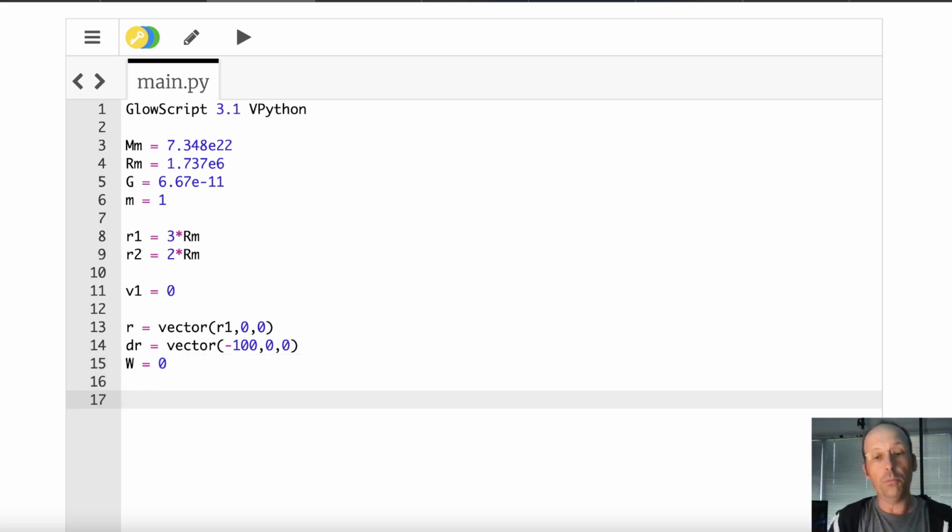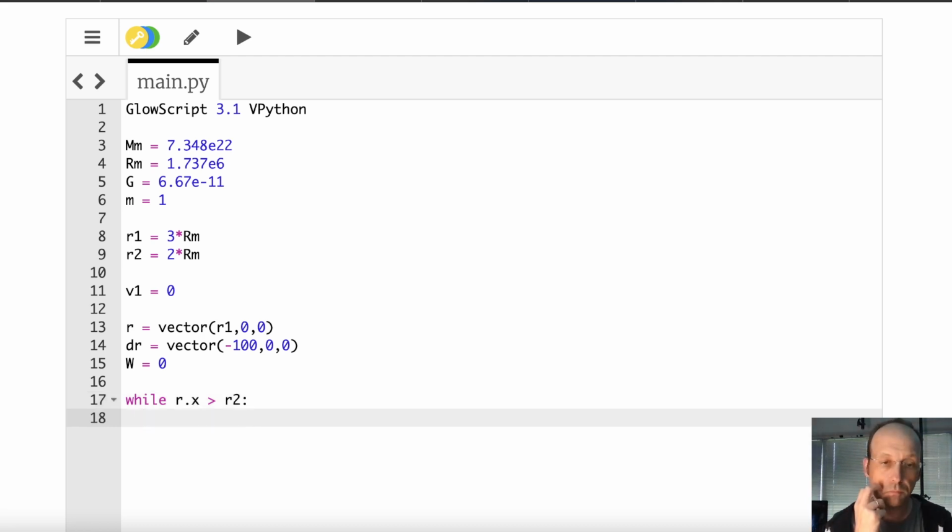So now I'm going to make a loop. So while r dot x is greater than r2, right? So r dot x is the x position of the vector r. And so what I'm going to do is keep moving that closer and closer and closer to the moon until it's no longer greater than r2. That's how I'm going to do that.